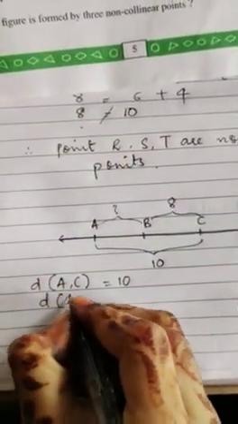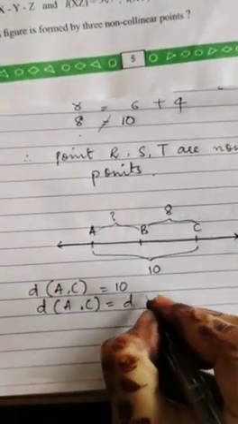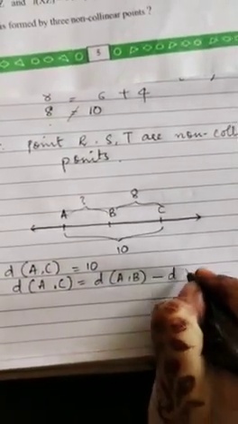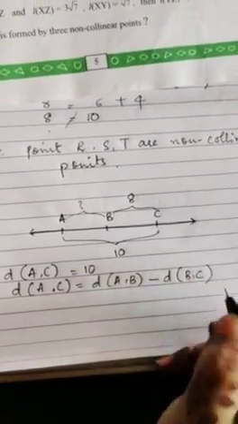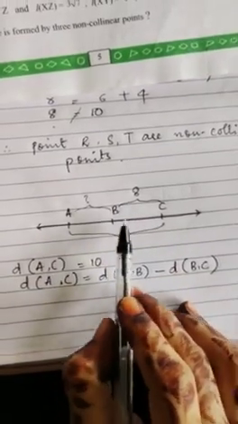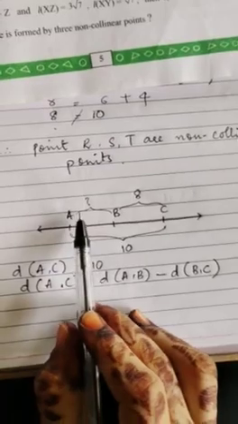Then distance AC is equal to distance AB minus distance BC. Why am I taking minus over here? Because the whole distance is given, and from that one distance is given, we have to find out the other one. So obviously when we subtract, we will get this distance.